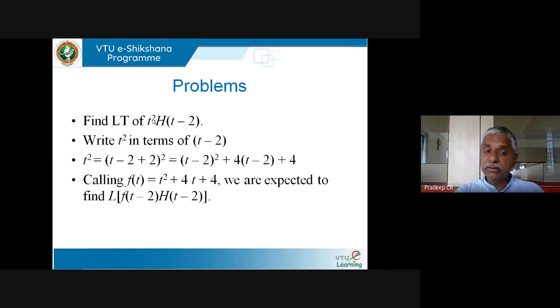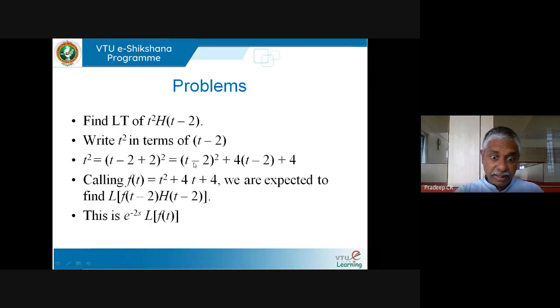How do I do that? The easiest thing is just subtract and add 2 to t. Always this works. Mostly it works. At least for your examination purposes, it works. So t square is the same as (t minus 2 plus 2) whole square. Now I expand this as if this is one term. t minus 2 is one term, we call it a. So (a plus b) whole square, a square plus 2ab, which is 4 into (t minus 2), plus b square, which is 4.